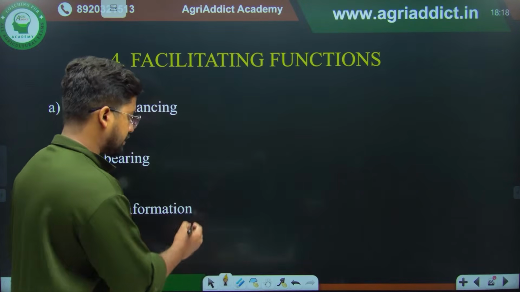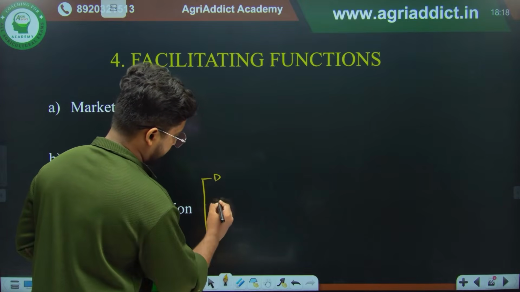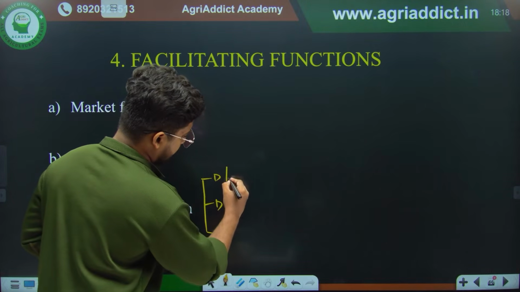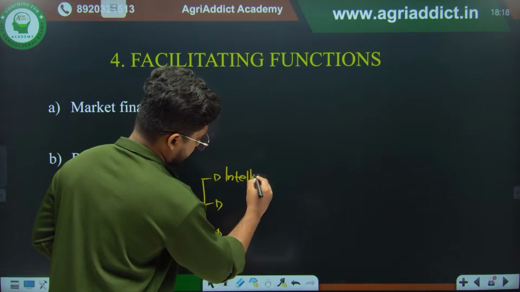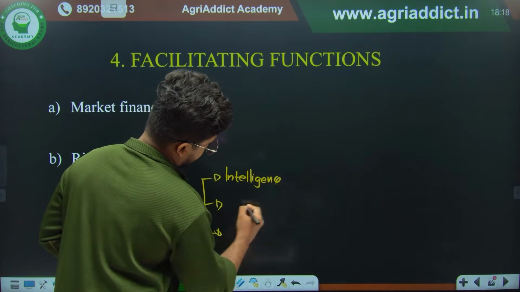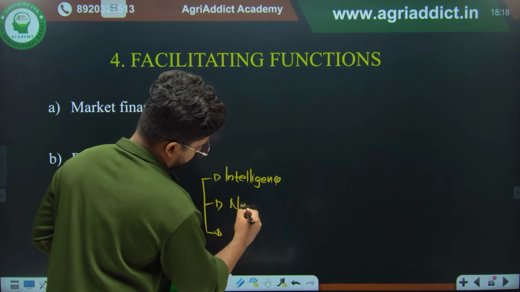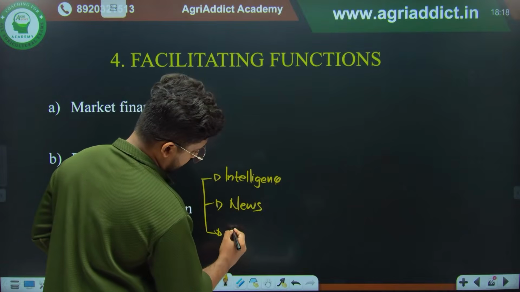In market information we have three different types. First one is market intelligence. Second one is market news. Third one is market outlook.